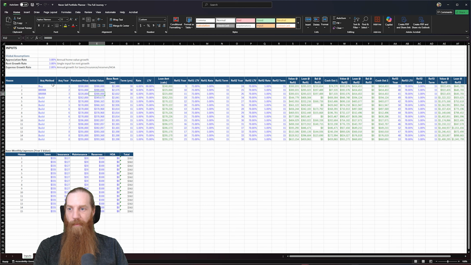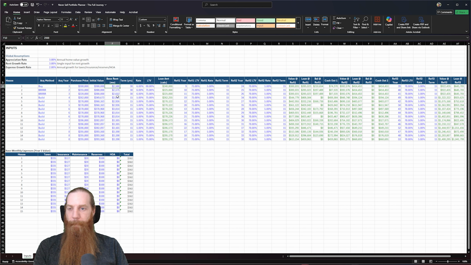But they're not each the same home. 2 of them were burrs, 1 of them was a turnkey, whatever. To keep it simple, I just left each one at a flat $300,000 initial value. And then we come to base rent. So the rent, you can see, did go up year over year.